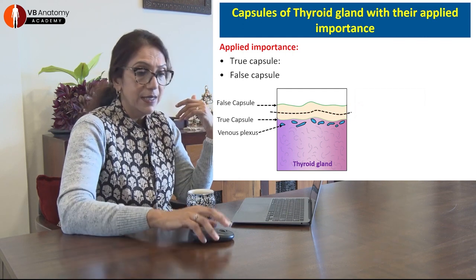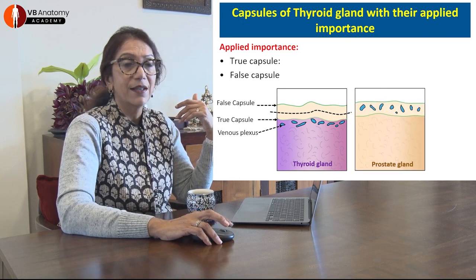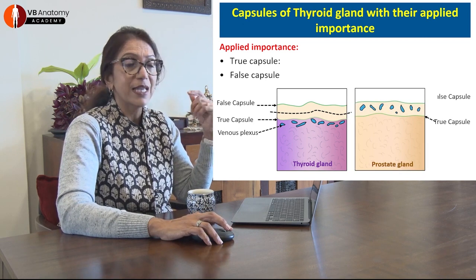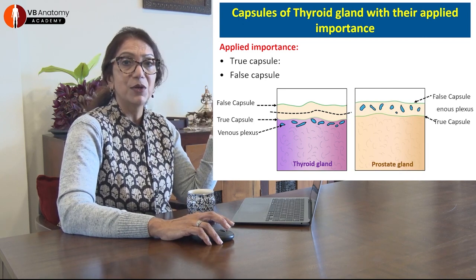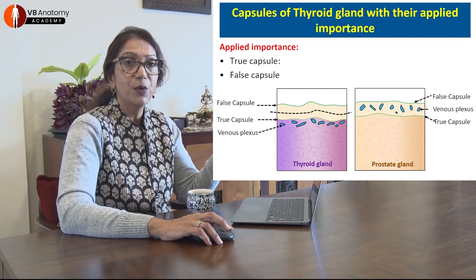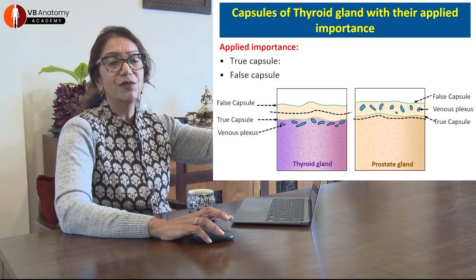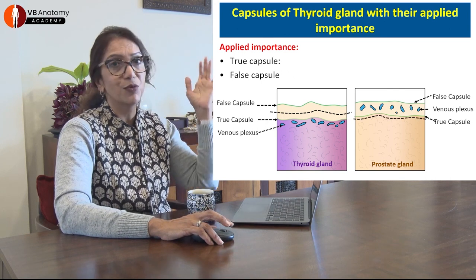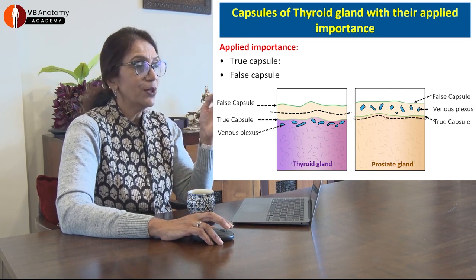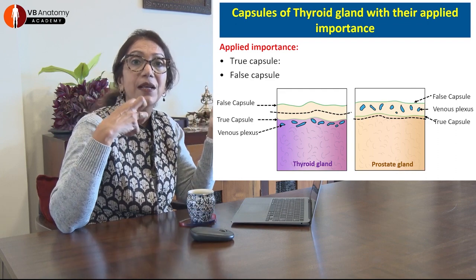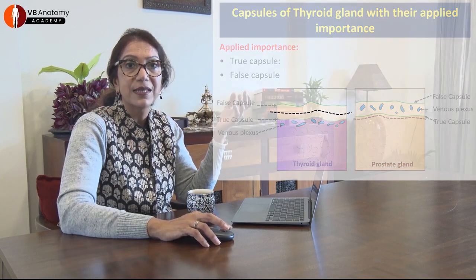You can compare this to the prostate gland, where also there's a true and false capsule, but the venous plexus is in between them. So how do we remove prostate? You take an incision below the true capsule. Leave the true and false capsule right there and you just remove the gland. Okay? As you compare, you begin to really understand the necessity of knowing these things. That's why the comparison. Right.